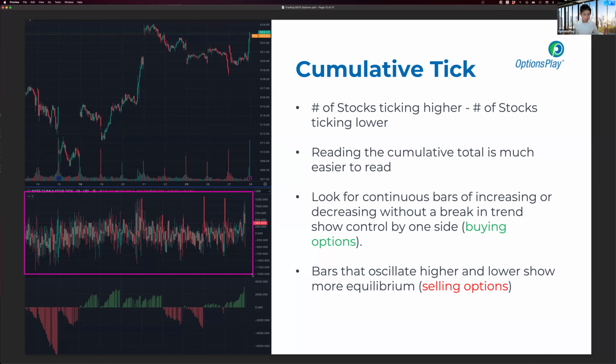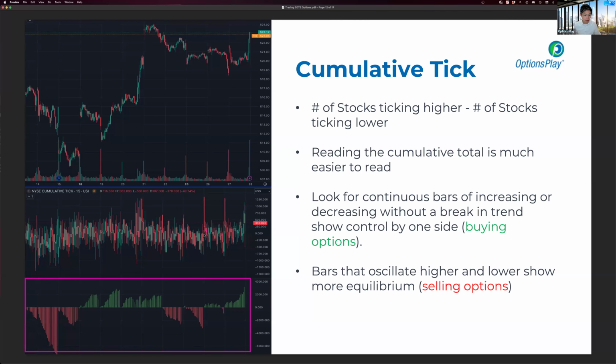It's very chaotic and very noisy as an indicator, and many times when you're just looking at it, you might find that it's actually not very useful. So another way to read it is the cumulative total, which I find is much easier to read. That's what we have here on the bottom.